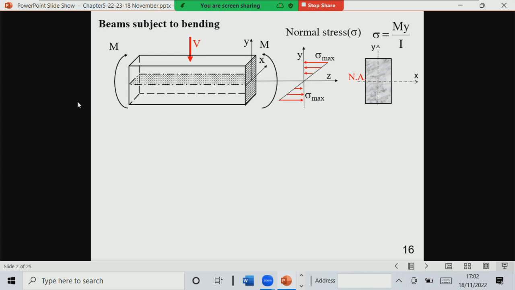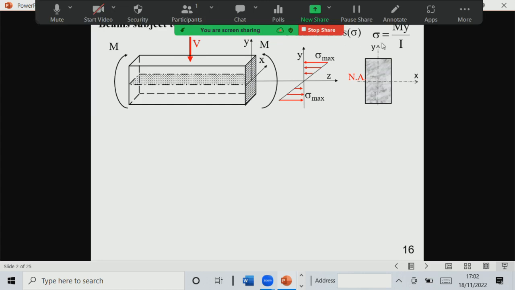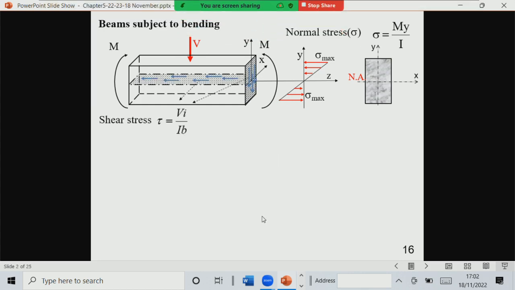So normal stress acts on the cross-section and shear stresses on planes which are along the axis of the beam, or in the longitudinal direction. This is the equation for finding normal stresses, and this is the equation for finding the shear stresses. The shear stress is equal to the shear force applied at each section multiplied by the first moment of area Q divided by the second moment of area I multiplied by the width of the beam.